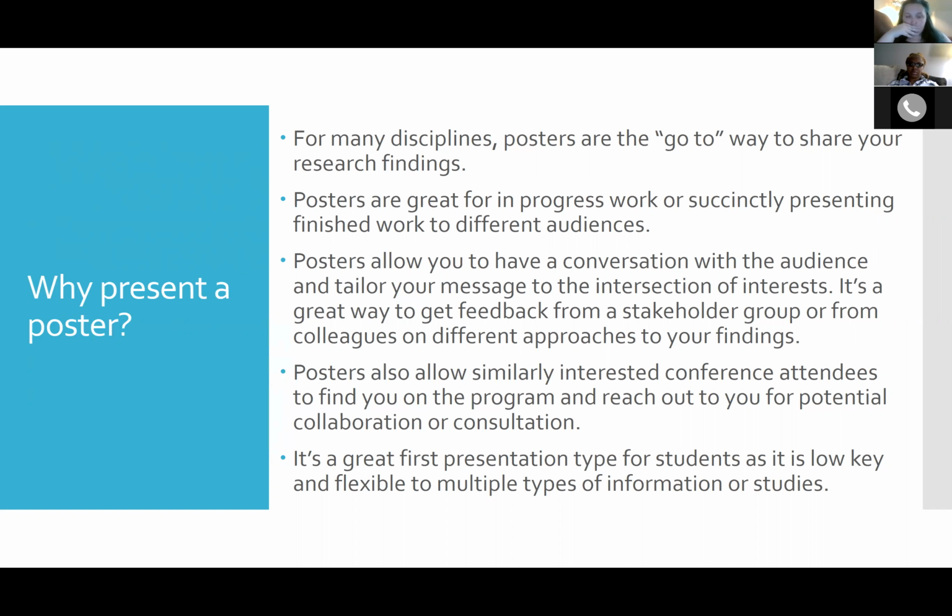So it allows similarly interested people, who are interested in the same things that you are, to find you on the program and reach out to you for potential collaboration or consultation. It's easier to do that in a poster session than in a more standard paper session, because you're having that one-on-one conversation. And it's a great first presentation type for students, as it's low-key and flexible. You can use it for lots of different types of information or different studies, and it helps you develop relationships and a conversation with potential mentors.